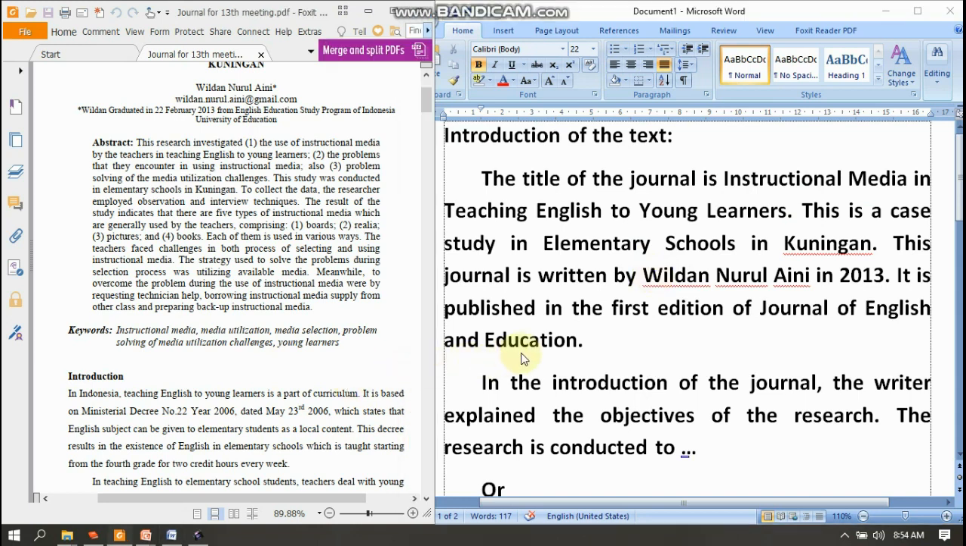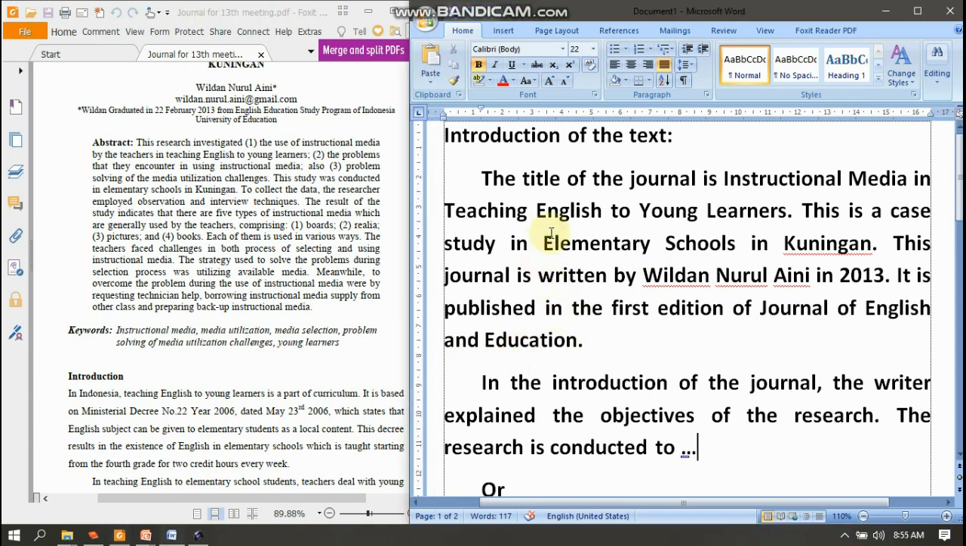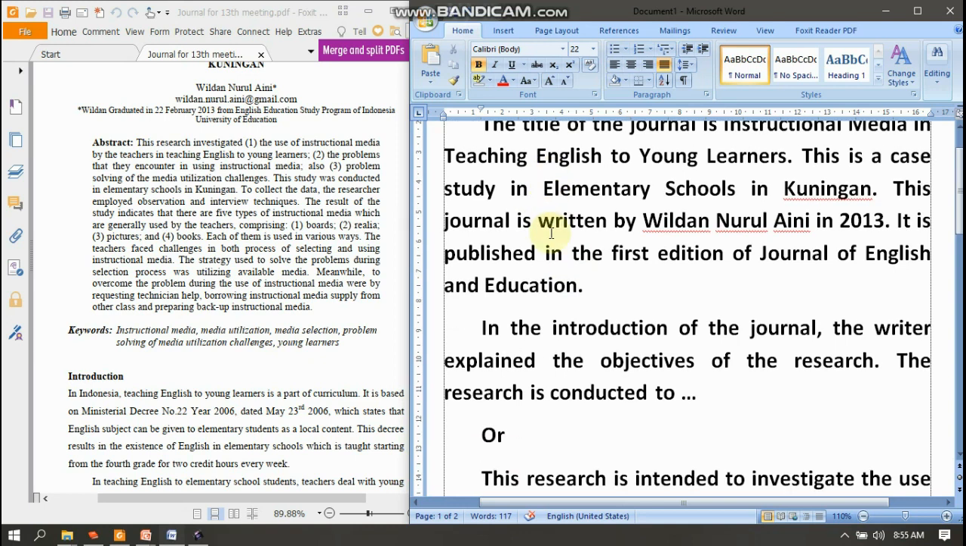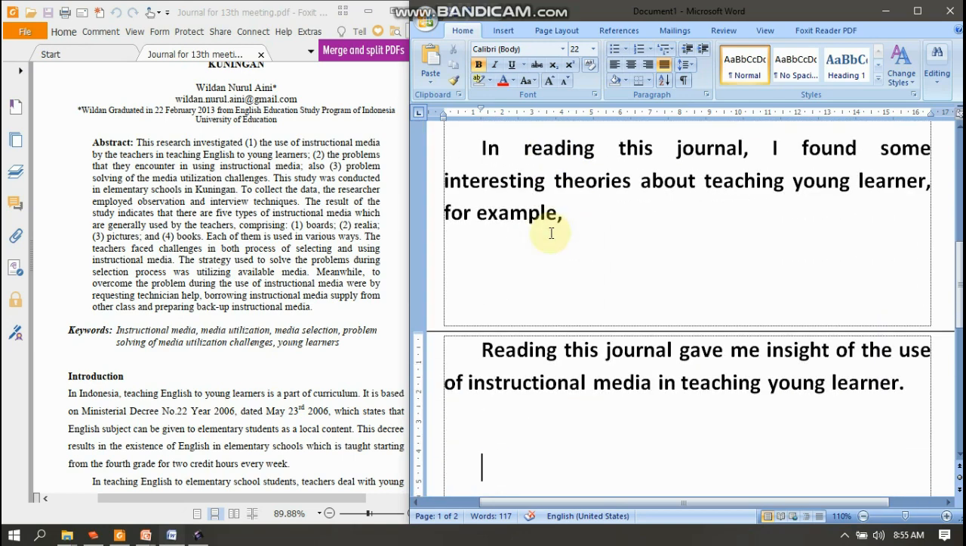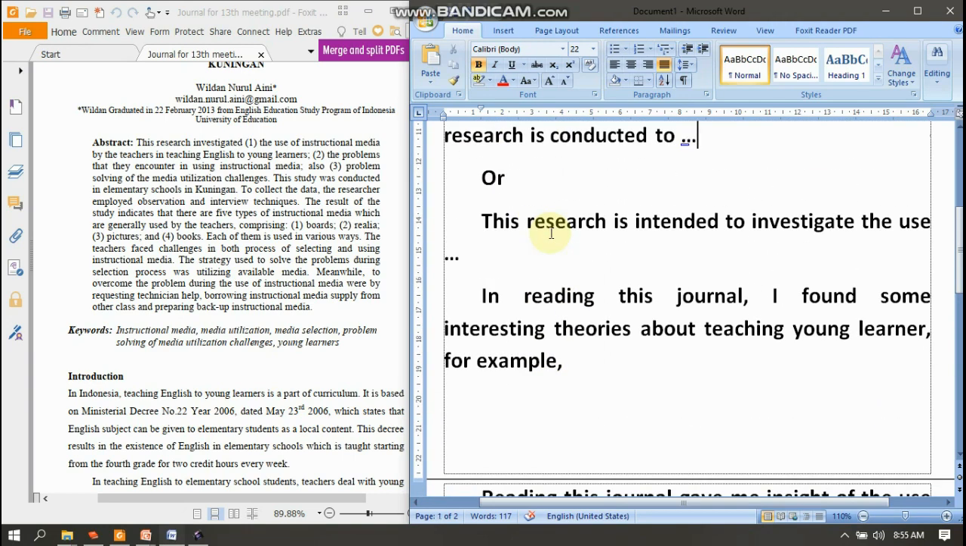Later, when I assign you to write a summary of an academic journal, you can use this framework. Remember, write about the introduction of the text you read, and then the summary of the text, and your very own conclusion or reflection of your own understanding of the journal.